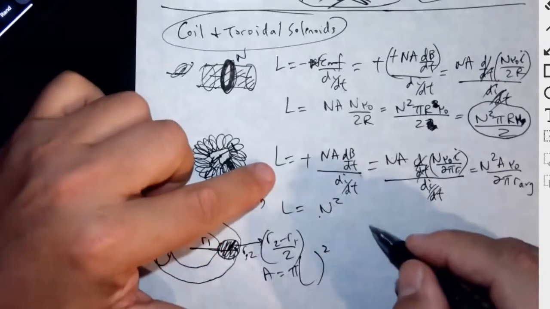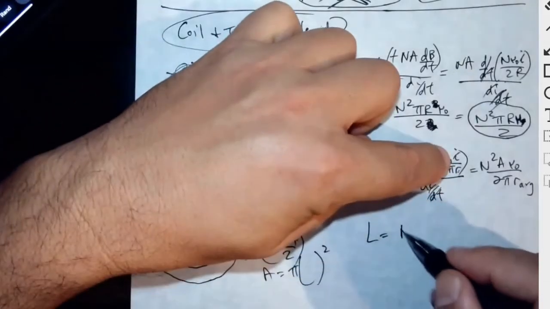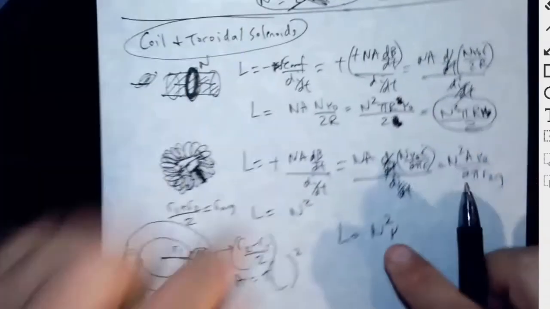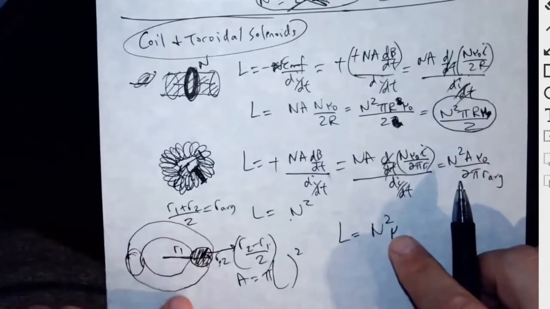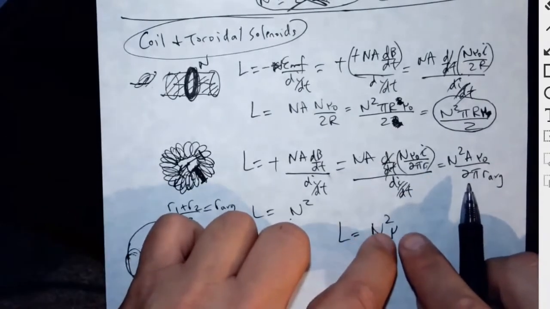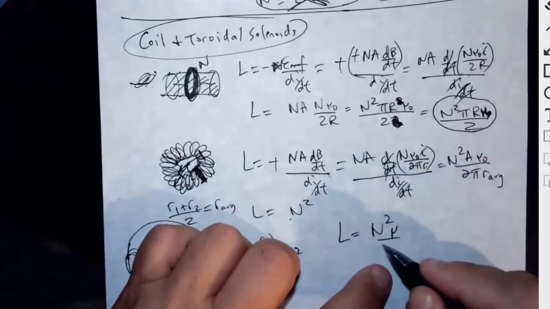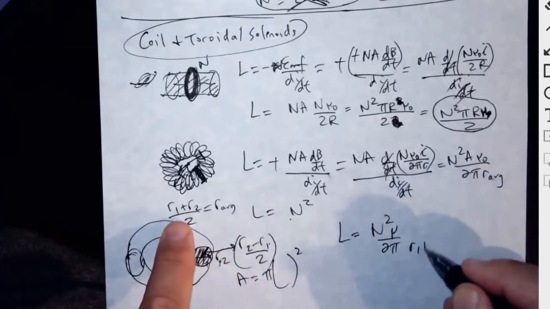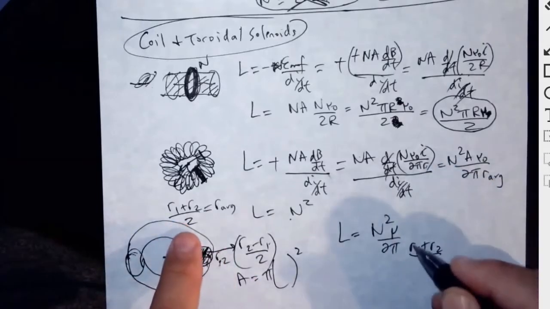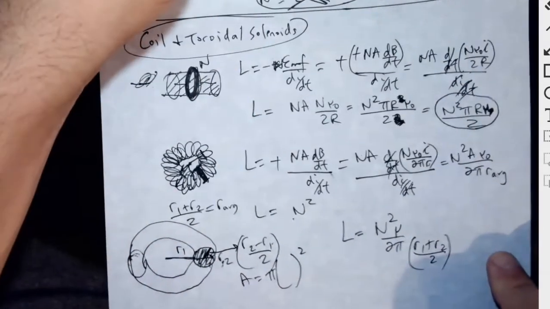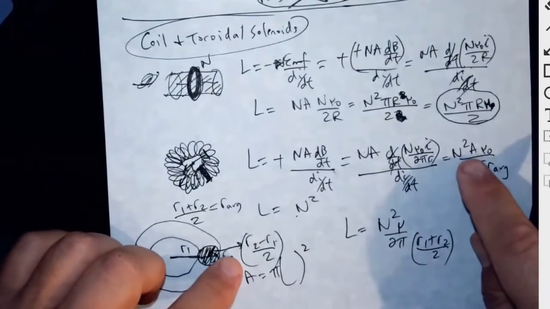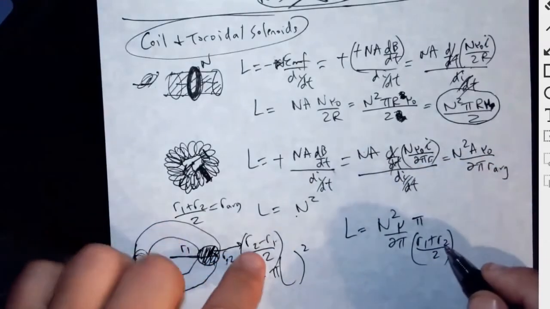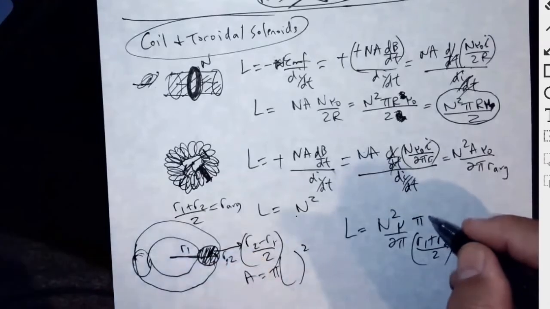So let's see what we get here. Inductance is equal to n squared mu. I can replace mu 0 again with mu in case there's a metal material in there. So n squared mu over 2 pi, and then our average is going to be R1 plus R2 over 2, and the area is going to be pi times this guy squared, right?